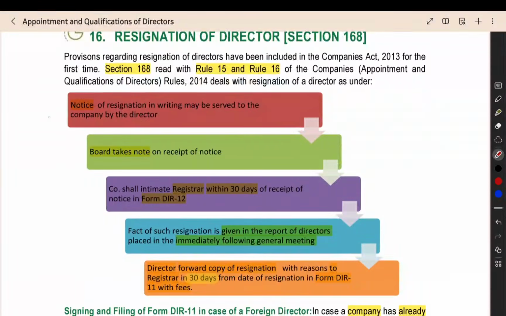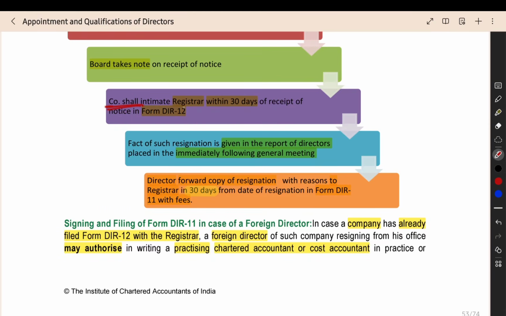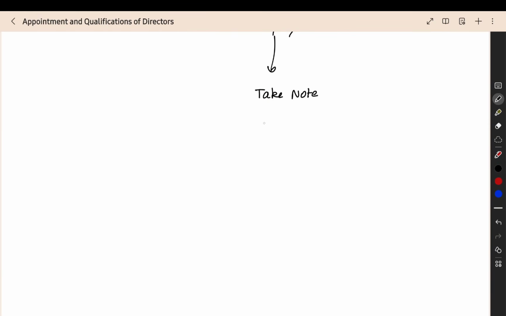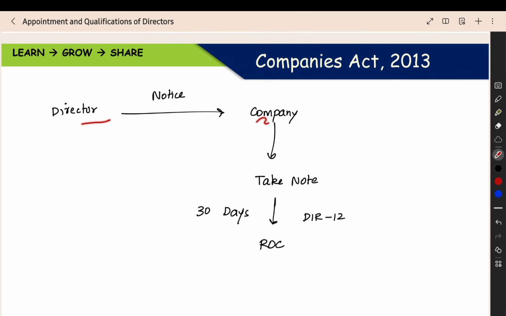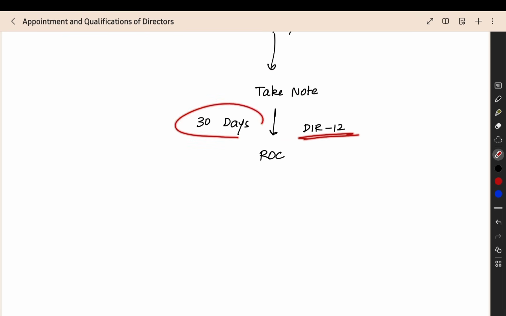Here, they have to send the notice of resignation by the director to the company. The board will take note of the receipt of notice. Then the company will send this fact to the registrar within 30 days in form DIR 12. Now the company will send to the ROC in form DIR 12 within 30 days. This is the work of the company. First, notice from the director to the company. Then the company will take note. After that, they will send the resignation to ROC in form DIR 12 within 30 days.